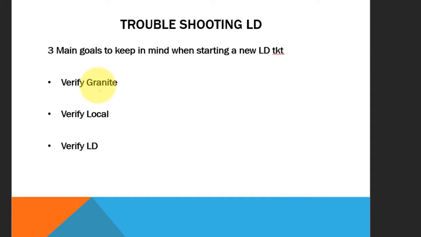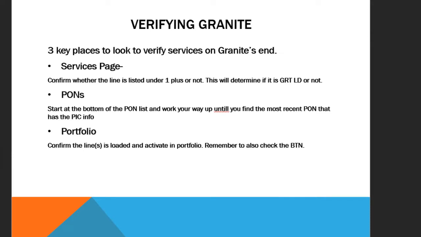So like any other normal ticket that we have been used to working, like a no dial tone ticket or ring no answer ticket, what's the first thing we're told to do, right? First thing we're told to do is verify everything. So we want to go to the services page, right? So this is what we're going to cover now. So verifying Granite. There's three key places to look to verify services on Granite's end.